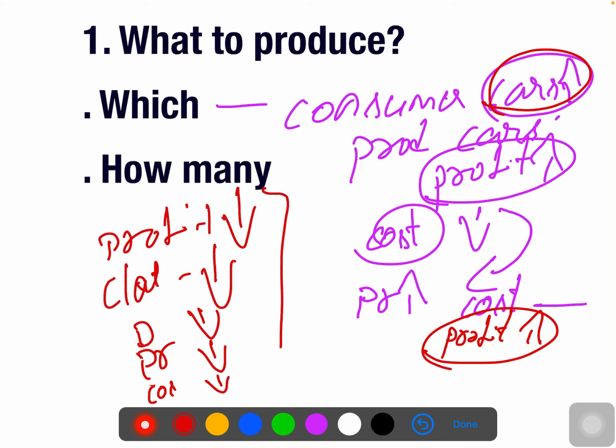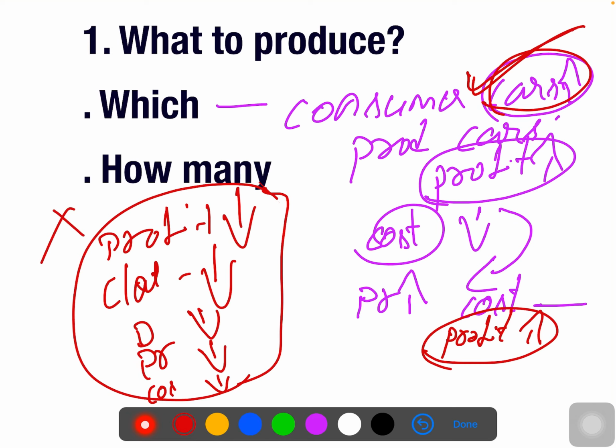less. Because of that, they'll ignore cloth production and try to produce more cars, because they think people are demanding more cars. The demand, the profit, and the income of the consumers are also increasing because of this reason. So let's concentrate on the cars instead of the clothes. This is the way in an economy what goods we should produce and how many units we have to produce, that is completely dependent on the consumer side.